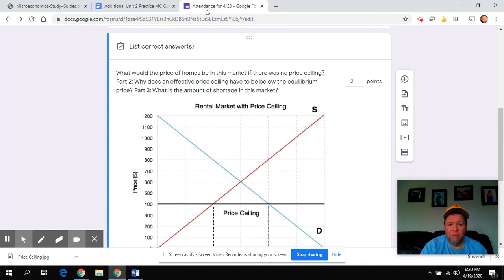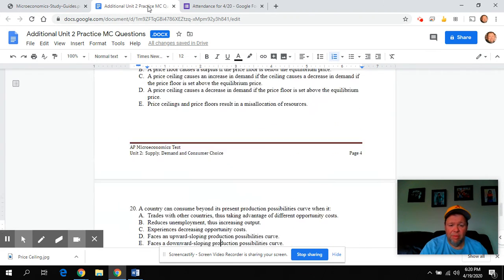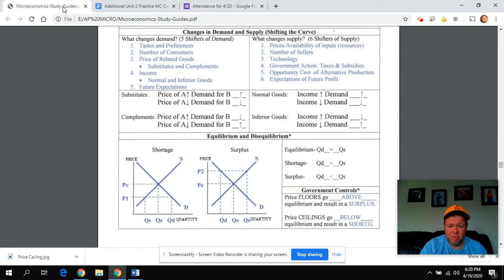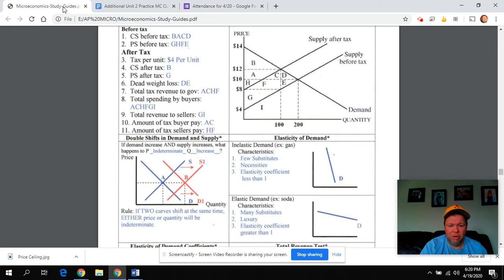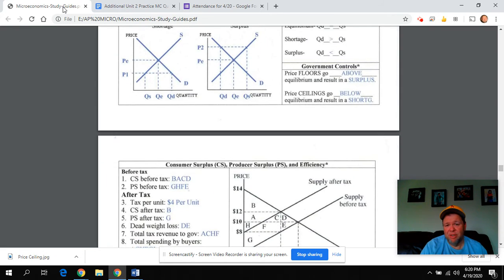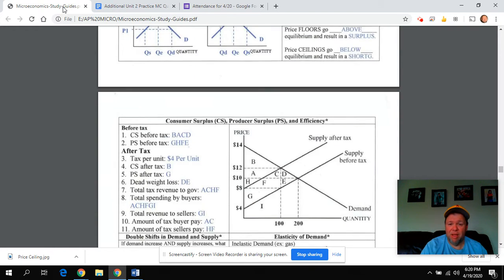Supply and demand and price ceilings and price floors. Okay, so that's what this basically is about. Unit 2 is all the supply and demand stuff, what shifts the curves, when you don't shift, what's producer surplus, what's consumer surplus, and everything else just goes along with supply and demand.